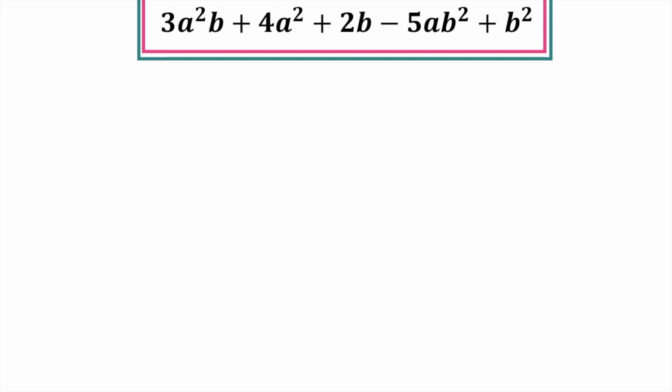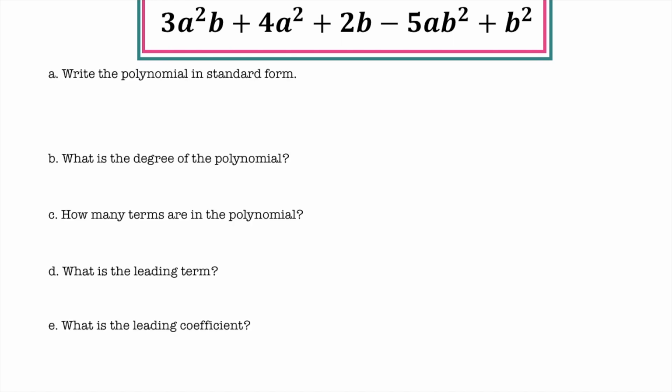And then the last question we have is this big long one, 3a squared b plus 4a squared plus 2b minus 5ab squared plus b squared. So first thing we're going to do is put it into standard form. So the highest a value, remember going alphabetical, first, the highest a is this 3a squared. No, it's not. It's the 4a squared, because this 4 means there's 4 a squareds. This is only 3a squared. So we put the 4a squared first, then the 3a squared b.